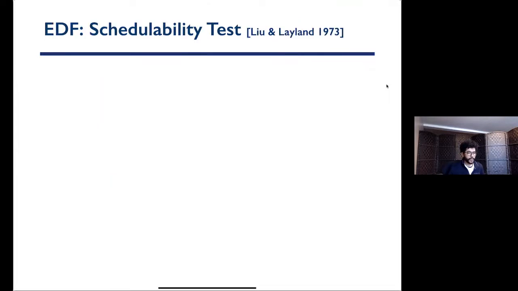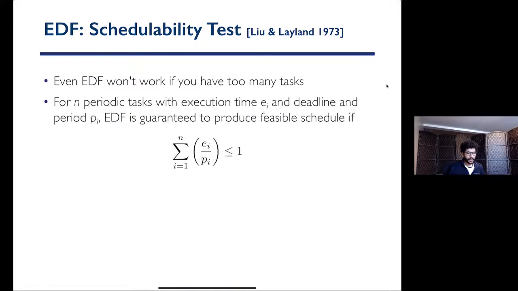Okay, so now we're going to do the same thing that we did with RM. What about EDF? There is a theorem that says EDF can produce a feasible schedule for any workload with sum of utilization less than 1. So as long as the sum of your utilization is less than 1, then EDF can produce a feasible schedule.